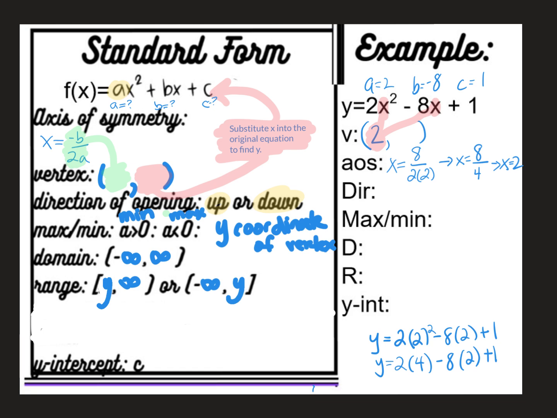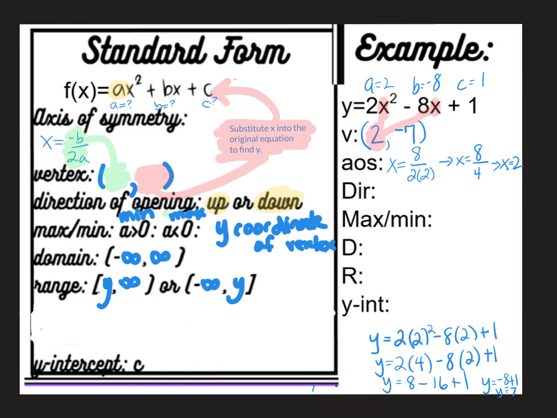Now I have multiplication, subtraction, multiplication, and addition. I would multiply next. So y equals 8 minus 16 plus 1. And now we add and subtract in order from left to right. 8 minus 16. Different signs, subtract. 16 minus 8. Keep the sign of the bigger number, so negative 8. So y equals negative 8 plus 1. Different signs, you subtract. 8 minus 1 is 7. Keep the sign of the bigger number. So negative 7 is the y-coordinate of the vertex.